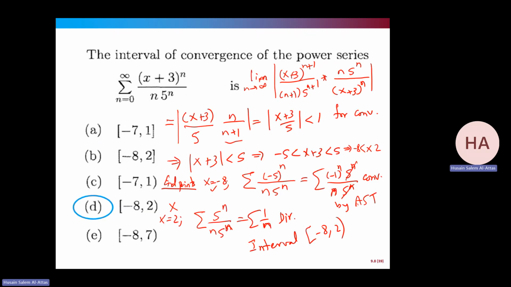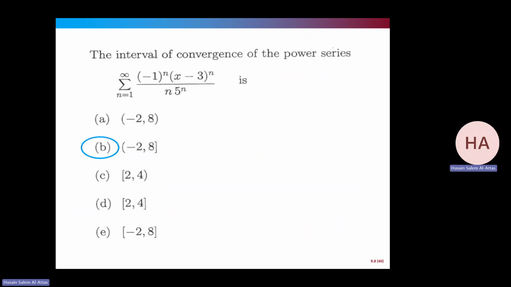Almost the same as this one, with x minus 3. Let me do it again. Okay, no problem. So I have the limit as n goes to infinity of minus 1 to the power n plus 1. That will make nothing except when we check the endpoints. This is n plus 1, 5 to the power n plus 1, reciprocal of this. Okay, so what will I get?